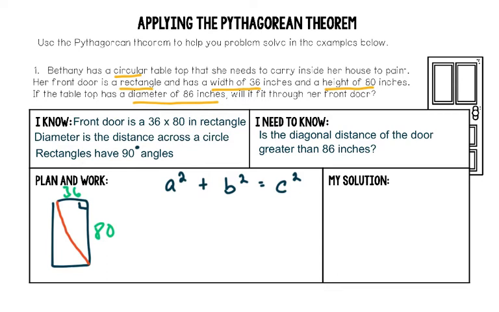So I'm going to plug in my values. 36 squared plus 80 squared will equal c squared, c being the red diagonal length of the door. Now I'm going to simplify. I get 7,696 equals c squared.